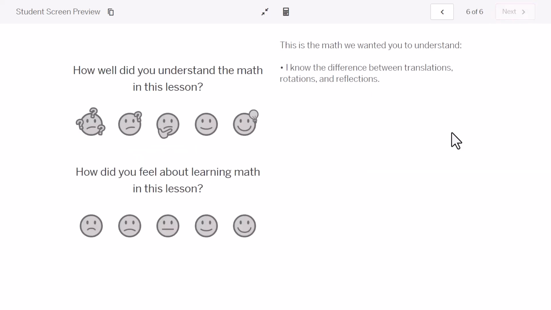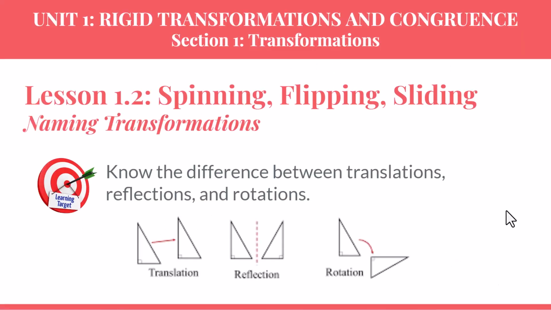So the point of this lesson was to make sure that you knew the difference between 3 important words: translations, rotations, and reflections. Moving forward in our lessons, we're going to focus on those words instead of the more informal language. So in this lesson, we had to know the difference between translations, reflections, and rotations. In Schoology, you can find a link to the notes for this lesson and directions for completing extra practice.